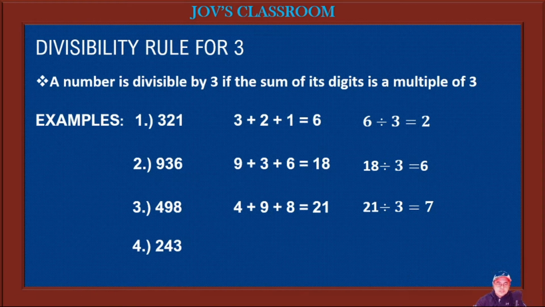Another example is 243. First, you have to get the sum. 2 plus 4 plus 3 is equal to 9. Is 9 divisible by 3? Yes, definitely. It is a multiple of, or divisible by, 3. So therefore, 243 is divisible by 3. So that is rule number 2, the divisibility rule for 3.